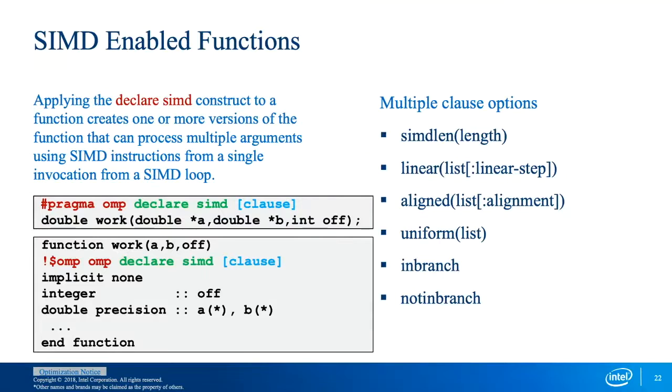The one that is not obvious is inbranch, notinbranch. If you say inbranch, OpenMP will assume that this particular function is always called in a branch statement. There's always a branch statement associated with it. Notinbranch is the opposite, and if you don't say anything, the runtime will assume that in some cases this function will be called in a branching statement, and sometimes it will not. So if in doubt, just don't use that clause so that you have the most flexible generation.